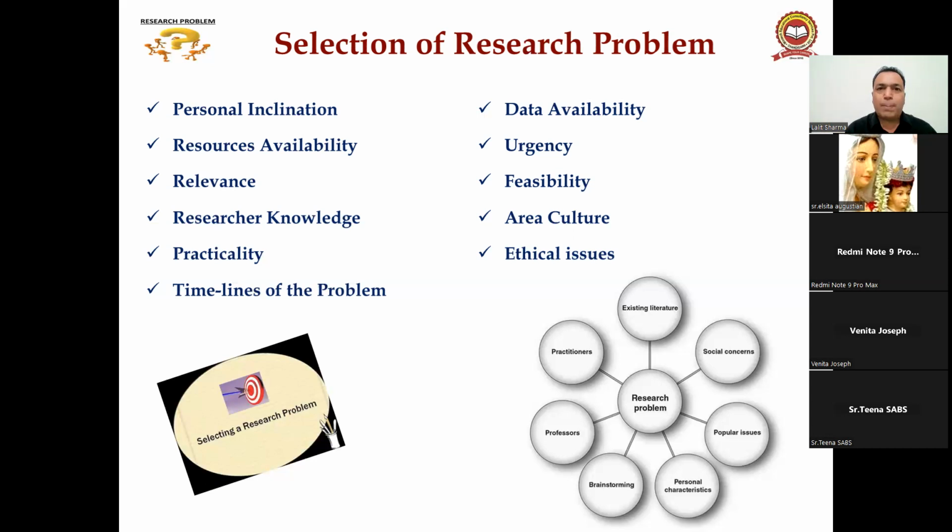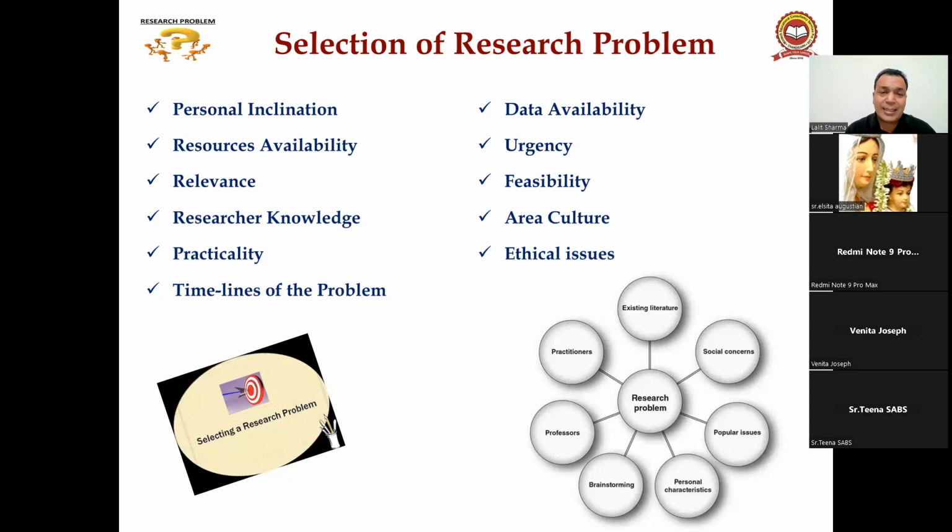Even if you have the personal inclination, then resource availability, relevance. Resource availability means sometimes you have chosen such a topic, and later on, after 6 months or 1 year, you come to know that you are not getting the resources, you are not getting the tools for that problem. So guys, it is a wastage of your 1 year, as well as time, energy and money also.